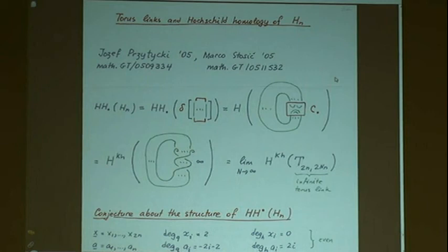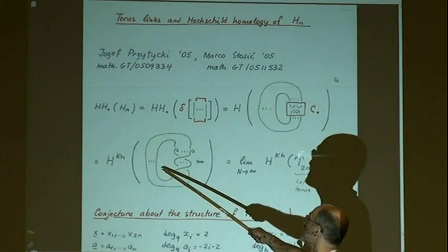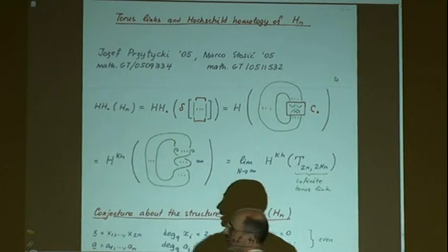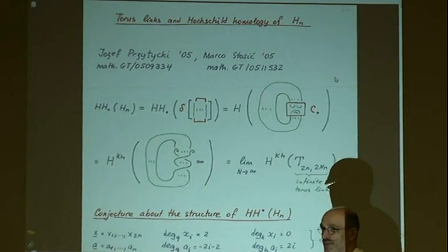I will show you the result of the guess. Of course, you need some extra considerations to guess it. You use the paper of Misha where he explains how, if you have a cable, then you should expect that it splits, at least in terms of dimensions, into the contributions of individual irreducibles: spin 0, spin 1, spin 2, and so on.